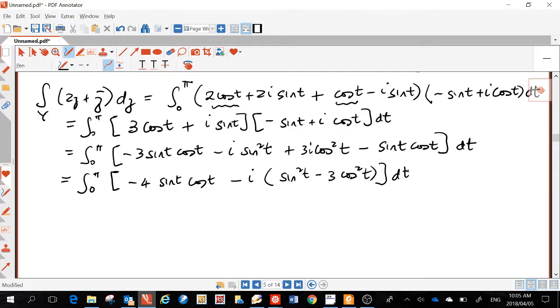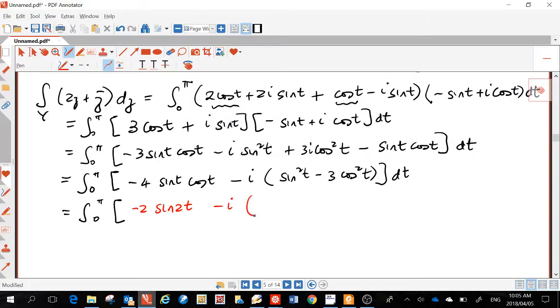So now you've got to integrate this. I think what we should do is 0 to pi. This minus 4 sine t cos t. We can exploit the double angle formula here. 2 sine x cos x is sine 2x. So I can make this 2 sine t cos t. It's minus 2 sine 2t.